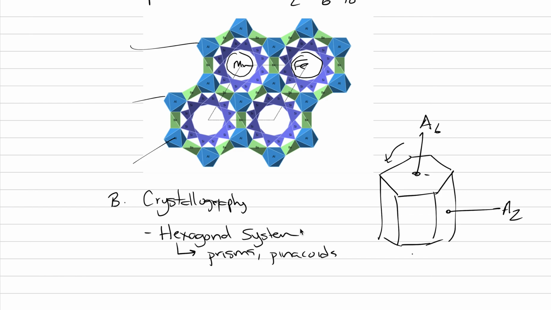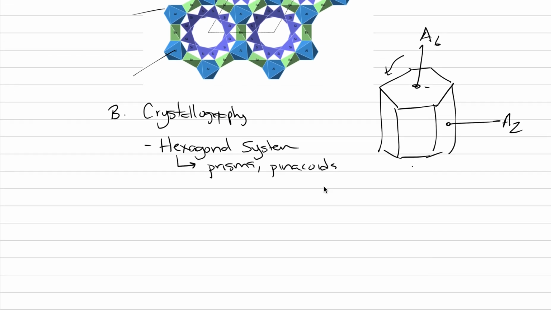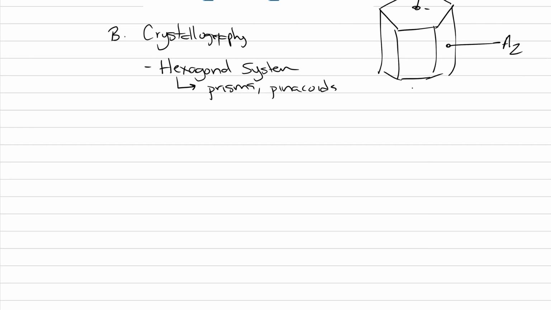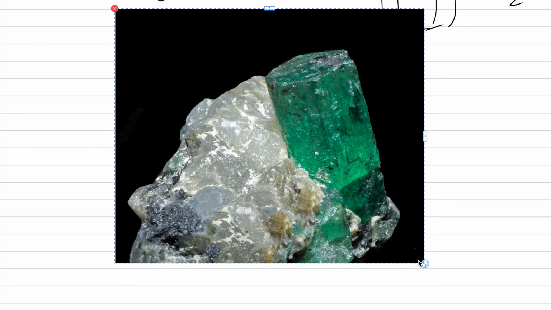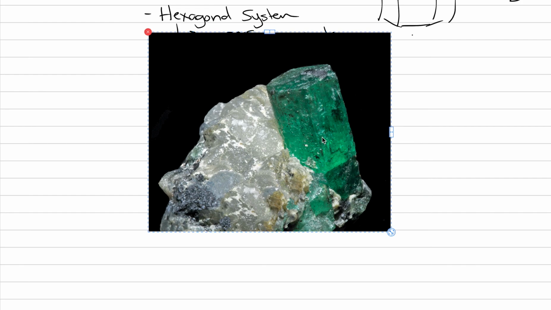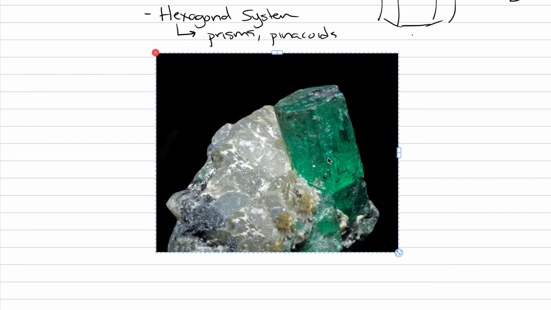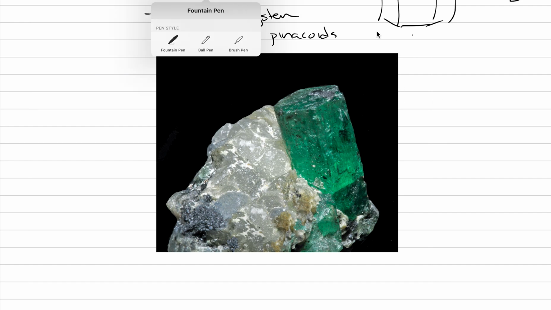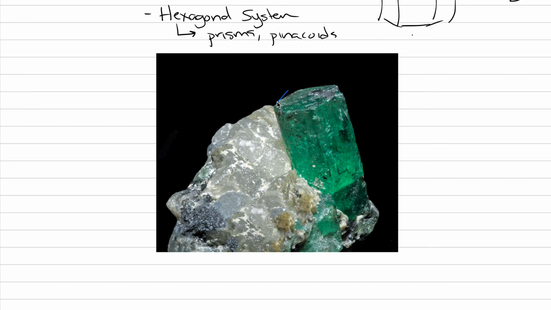There are huge crystals sometimes of beryl that are found in nature up to like 10 feet across, which is a really interesting thing. A lot of times they're not quite that big. Here's a stunning version of emerald that I snagged off of Wikipedia. If you look at it, you can see 1, 2, 3, 4, 5, 6 sides. So there's our six-sided symmetry. Here's our prism. All right, great example.